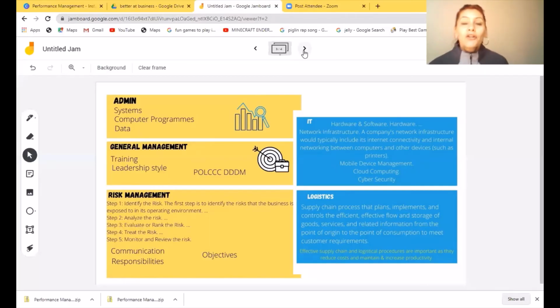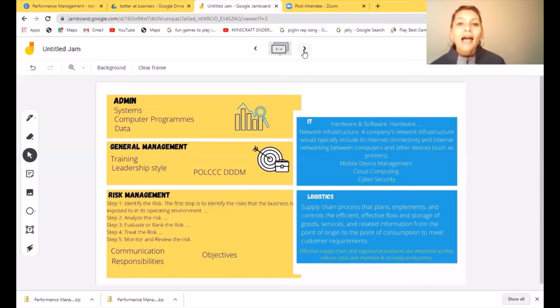IT, you're looking at hardware, software. The biggest thing I think would be cybersecurity from a quality point of view. What do you have in place? How are you responding to people that have computer issues? Are you automating it? Are you going online?